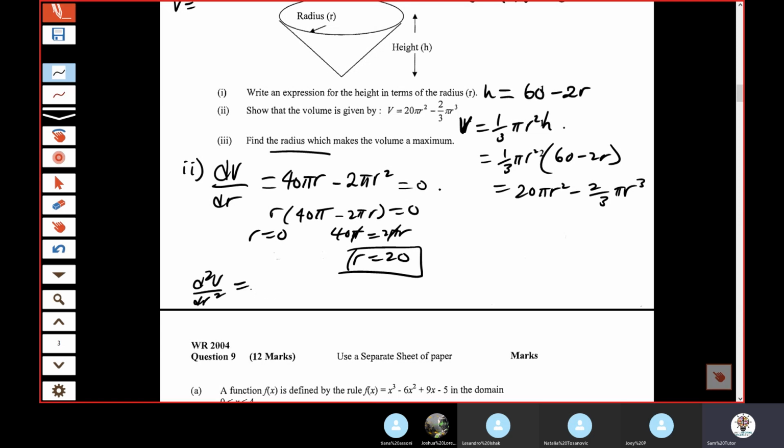You're not writing y double dash though, right? You're writing it like this? Yeah, try not to. It just doesn't look good eventually. Extension 1 students, for example, would definitely not be writing y double dash. They'll be very strict, and because of that we'll know straight away you're an advanced student. You don't want to do that. 40 pi minus 4 pi r. And then at 20, 20 times 4 is 80, 40 take away 80 is negative 40 pi, which is less than 0, which is a max.